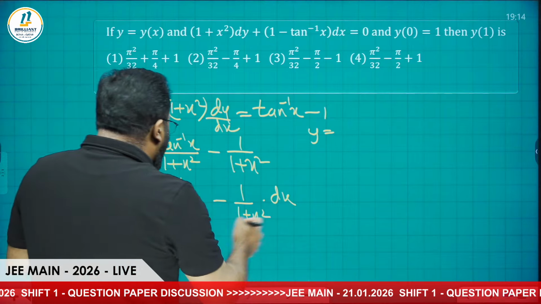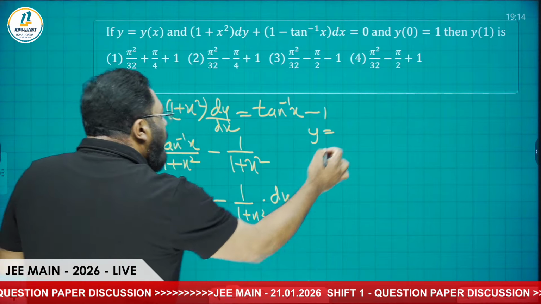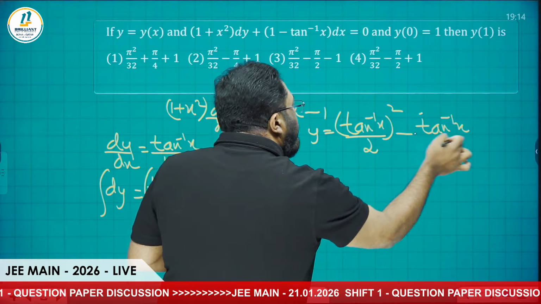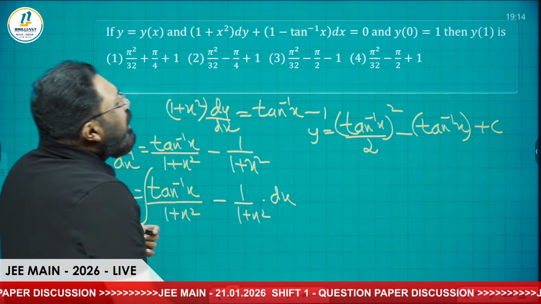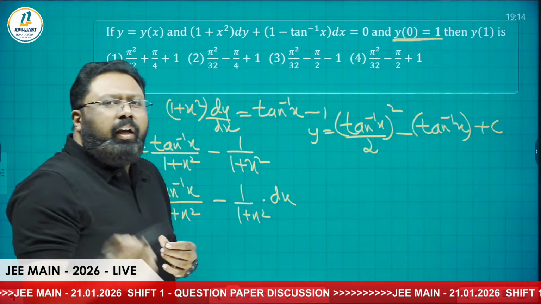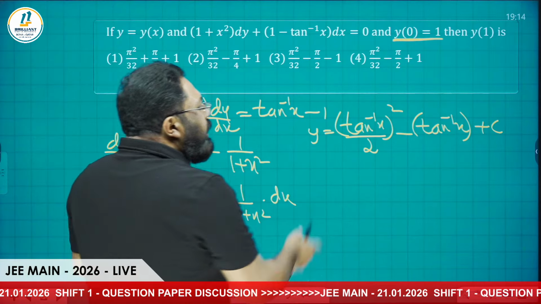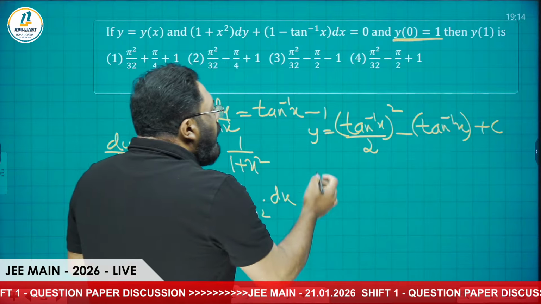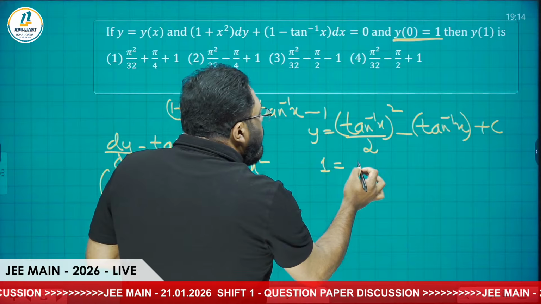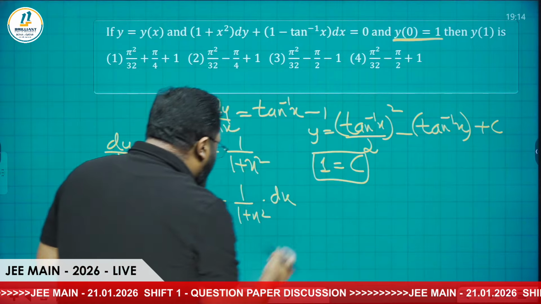So this is going to be what? t squared by 2, which is going to be tan inverse of x, the whole squared by 2. And this is direct integration. 1 by 1 plus x squared is tan inverse of x. And we have plus c. Now they're giving you a value here, y of 0 equal to 1, meaning x equal to 0, y is 1. If x is 0, this is 0, this is also 0. So y is 1. So we have 1 is equal to c. So the value of c is equal to 1.